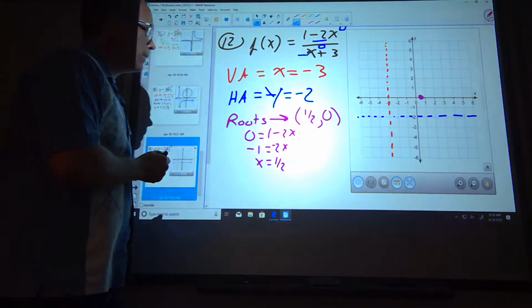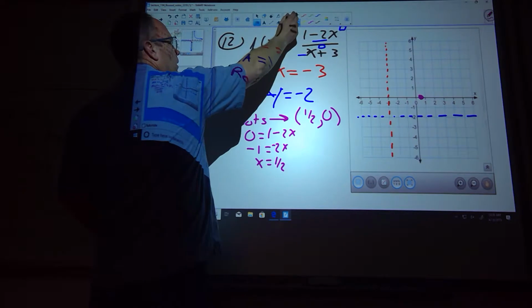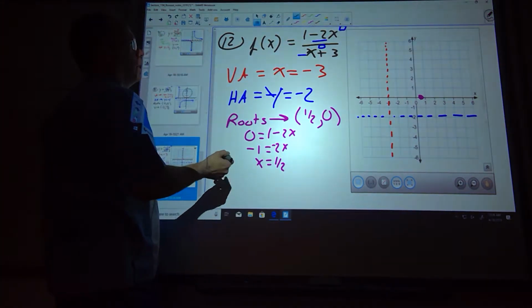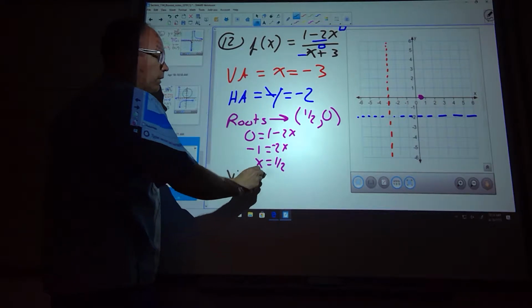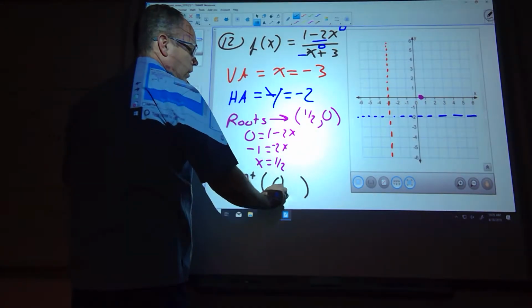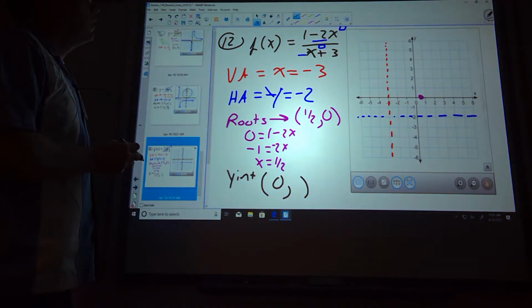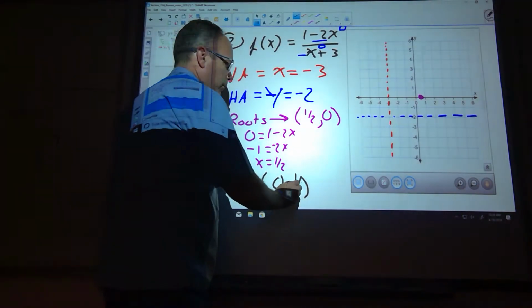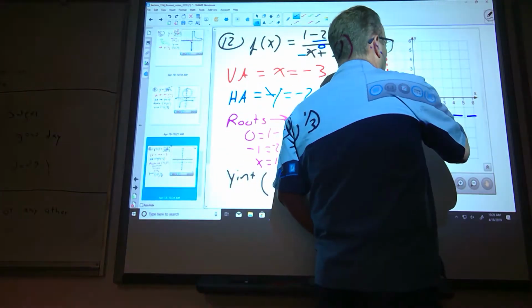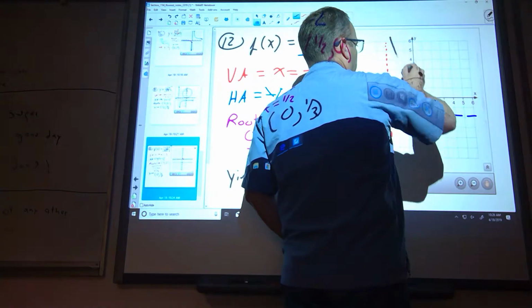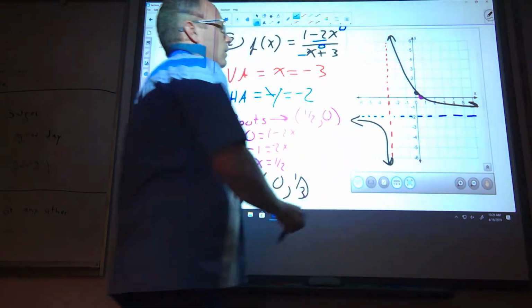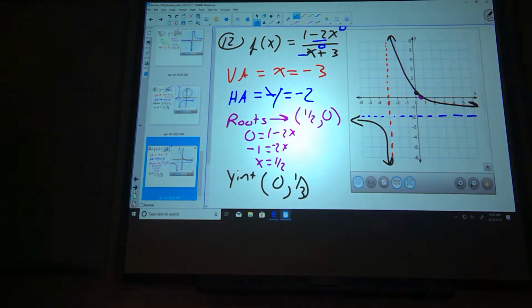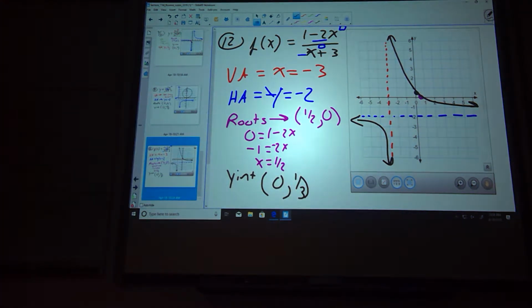Ew, okay. And then, what's my last one I want? Y-intercept. So I'm going to plug 0 in for x. So I get 1/3. So I'd say we're looking about like that. So I think it's better if we plot our roots and our thing to get the rest of our graph.